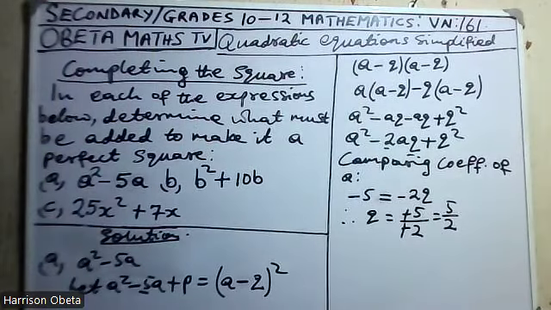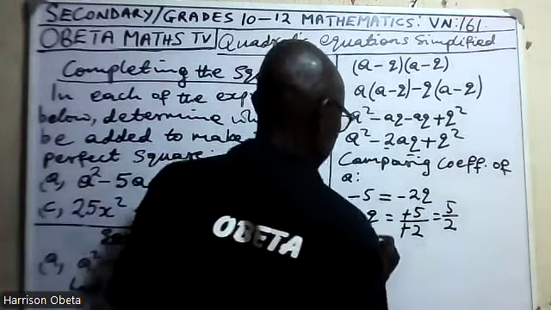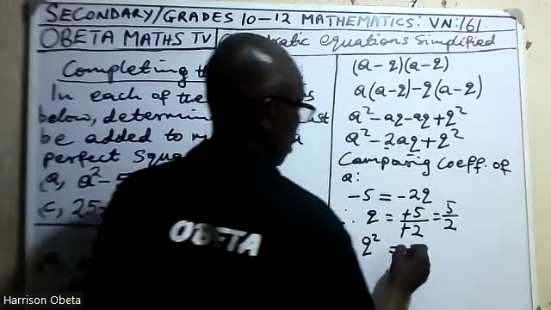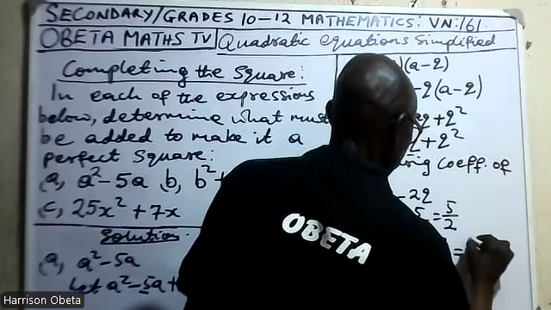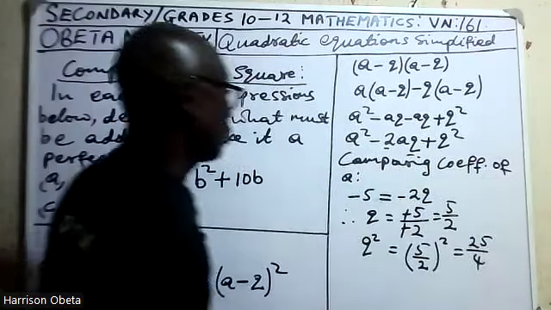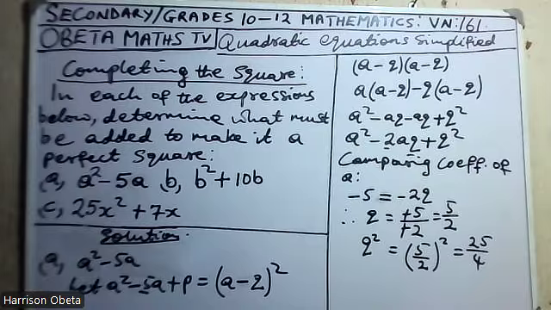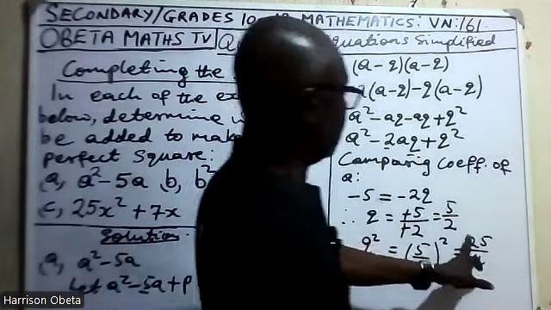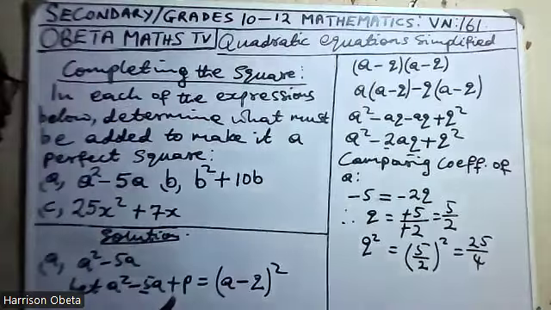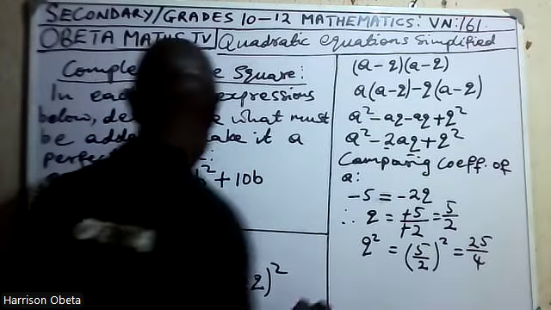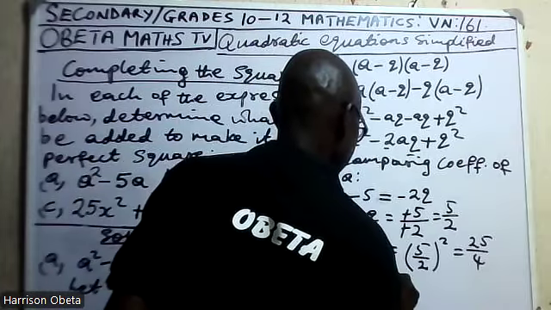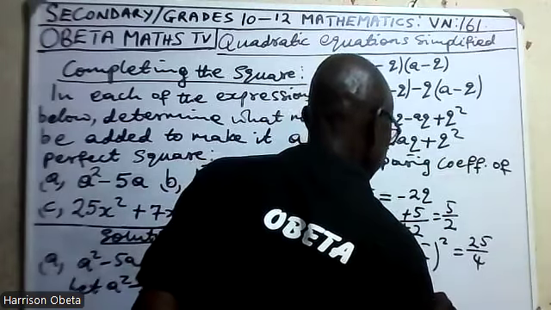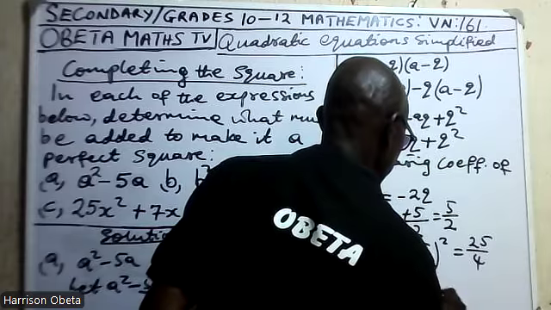And from this, you can see that our q squared should be equal to bracket 5 over 2 squared. And if you expand it, that will give us 25 over 4. So we are going to add 25 over 4 to this expression to make it a perfect square, which means we are going to have something like this: a squared minus 5a plus 5 over 2 squared.